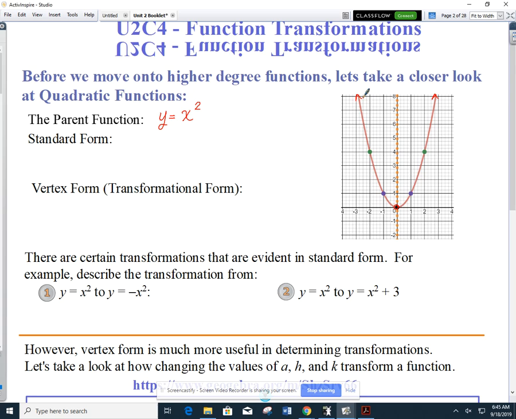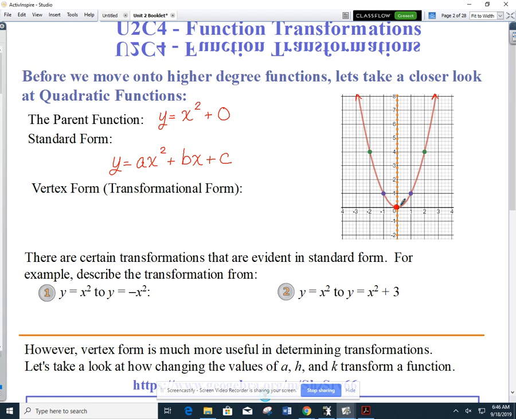In standard form, the way you learned to write a quadratic is ax squared plus bx plus c. And some things that you may remember is that if a is positive, the graph opens upward. And if a is negative, the graph would open downward. So it would reflect over the x-axis. Our c value is our y-intercept. So in this equation, y equals x squared, since it doesn't say anything at the end, it's like having +0, and that's why our y-intercept is at 0.